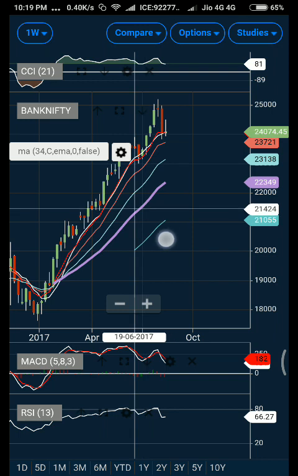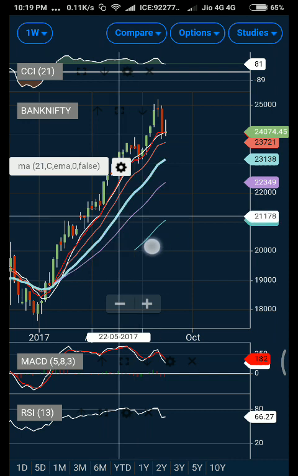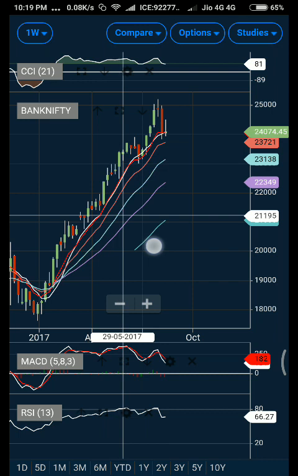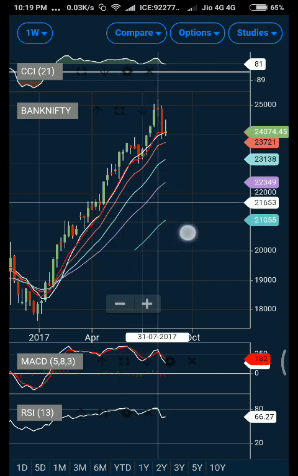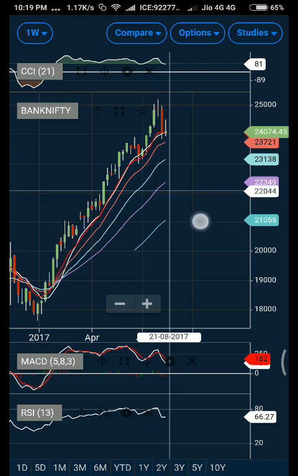I hope you guys like the video, and please watch out for the levels that I have suggested. If you are following your own strategy, I would recommend continuing with that strategy. But for education purposes, I would recommend you watch out for the levels that I have suggested, along with the crossover and the indicators that I am suggesting.